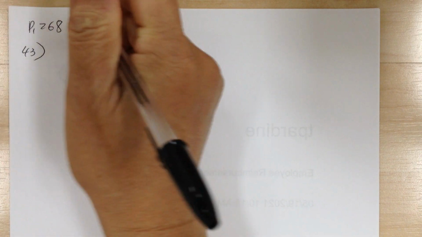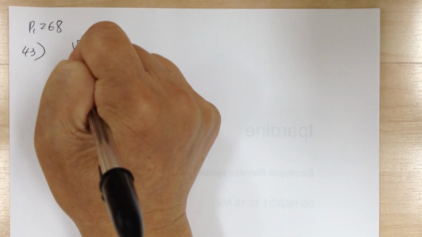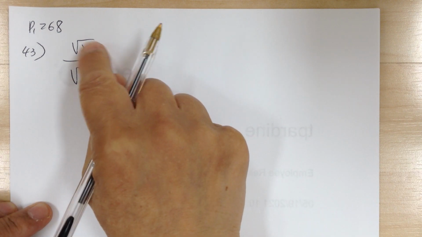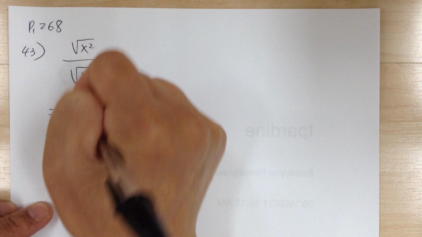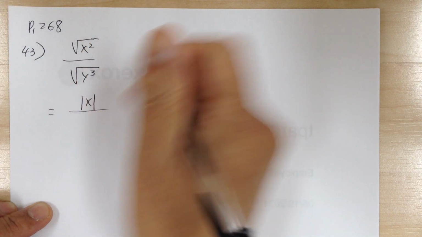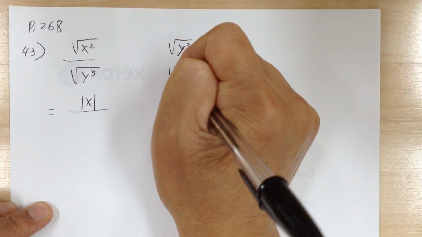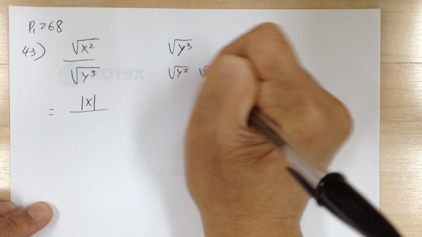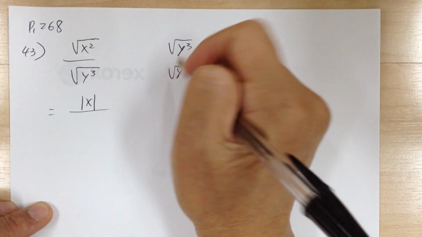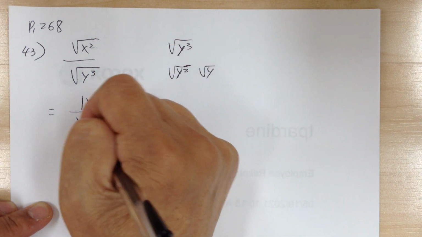Okay, number 43. I'm going to start with the top and the bottom, again, to save you some time. So when you simplify this part, this will give you x, and remember the absolute value, right? Because it starts with a square. Now the y cube, square root of y cube, you can break into square root of y squared and square root of y. So you always break down as much as you can so that you can take it out. So when you take it out, you get y, and this would be square root of y.